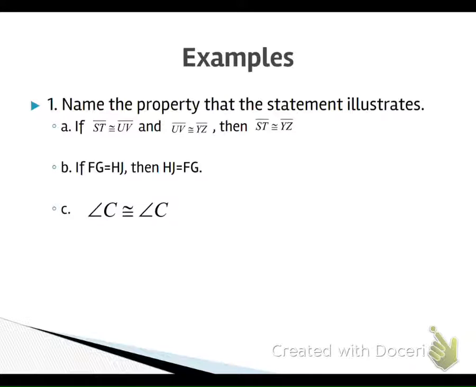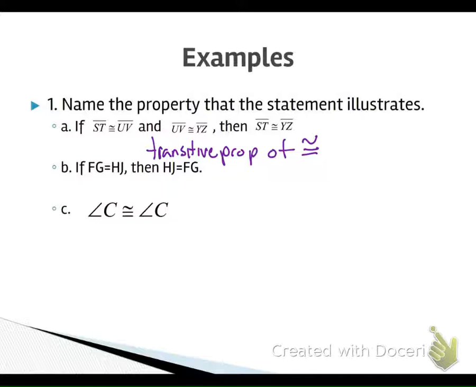So our first one up, you see that segment ST is congruent to segment UV, and segment UV is congruent to segment YZ, then segment ST has to be congruent to segment YZ. Which one is this? Is this reflexive, symmetric, or transitive? Has to be transitive. So next part is we write transitive property of, is it congruence or equality? Congruence, and we determine that by the fact that they have the congruent signs.